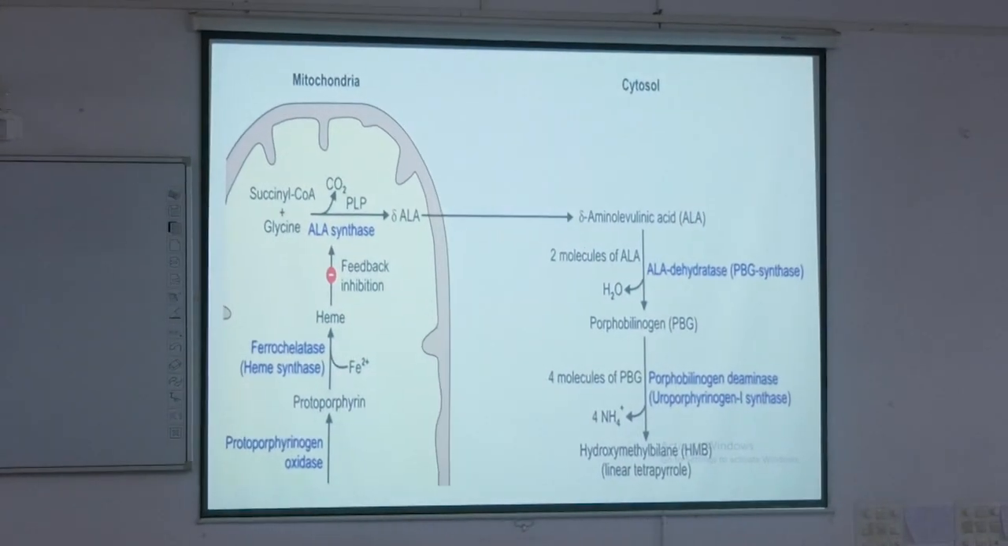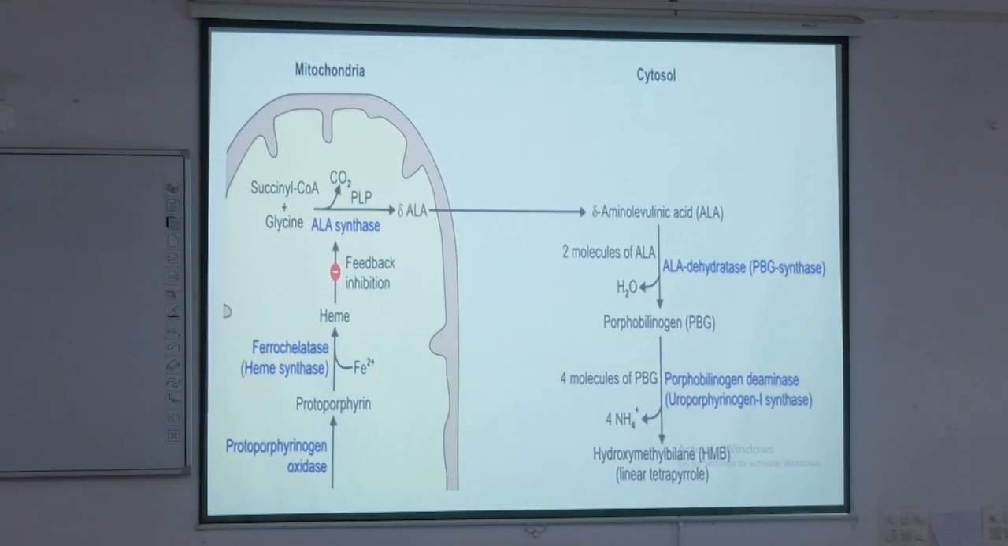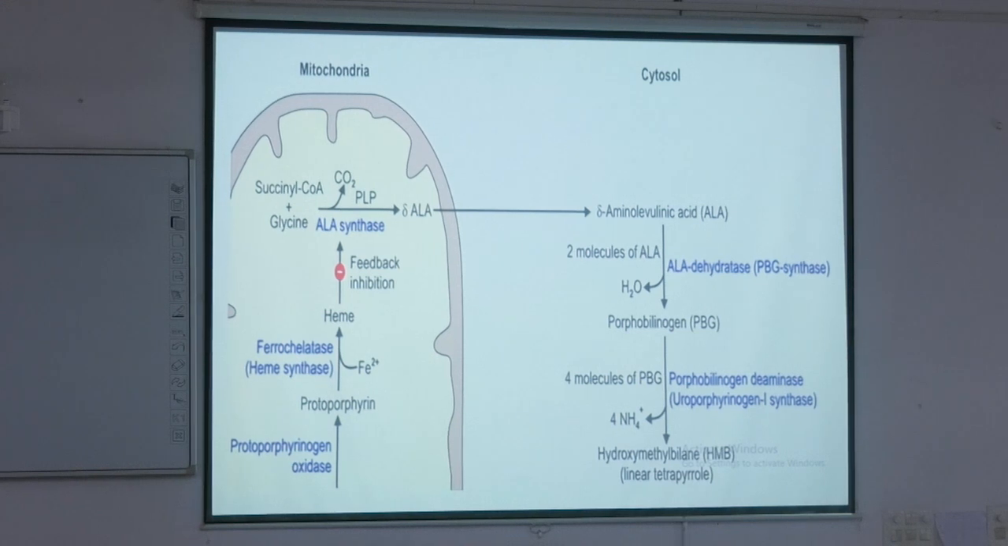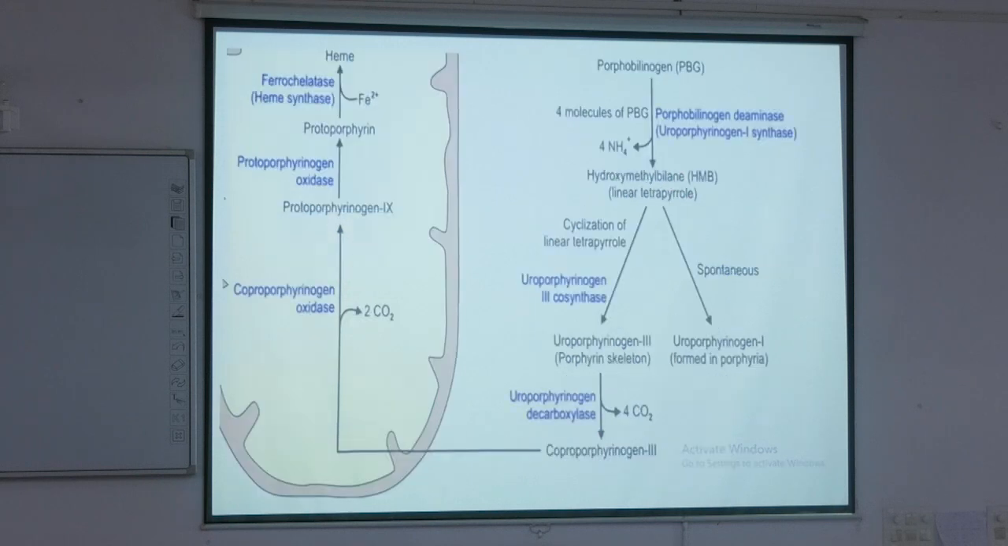So what is happening here? You see, single steps proceed in the mitochondria. It is a cyclic process. You understand? The first step is the synthesis of alpha-levulinic acid by ALA synthetase, here is the formation of alpha-levulinic acid, and most of the steps proceed in the cytoplasm. Again the substrate goes to the next step in the mitochondria.